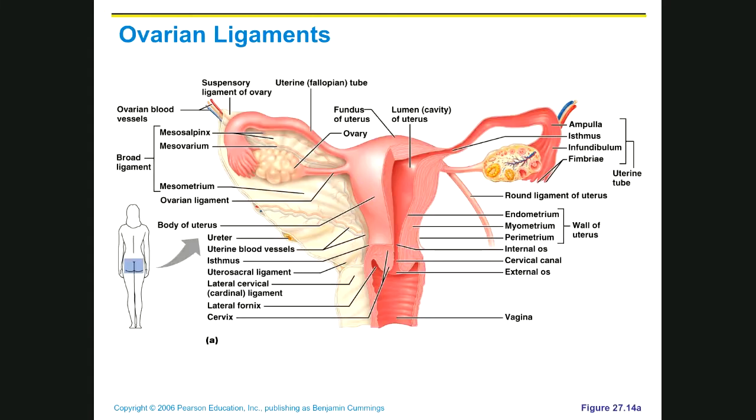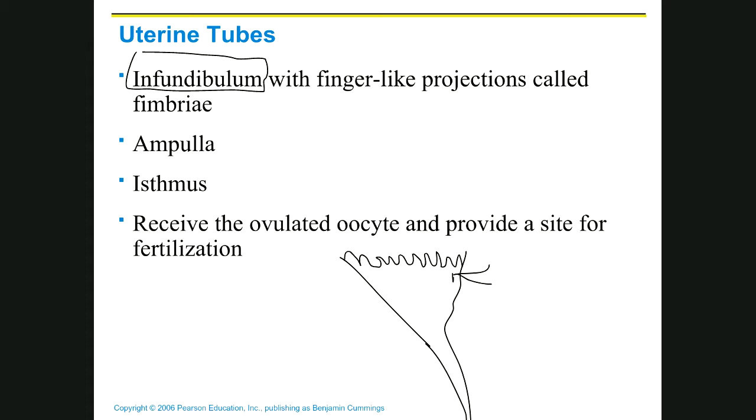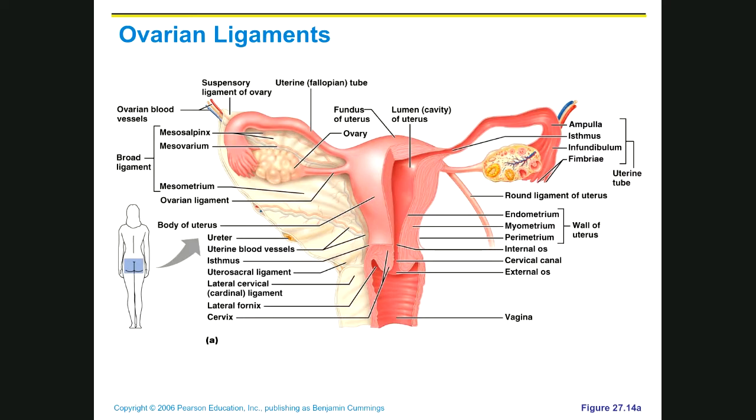So when you look at them, here they are. And look, it does look sort of like a trumpet. Well, it's divided into different regions. So the biggest part of the trumpet is the infundibulum. So if it's shaped like the trumpet, this part would be the infundibulum. And the infundibulum, if you look at the very end of it, it has these little finger-like projections, which are called fimbriae. So there's the infundibulum, and here are the fimbriae.